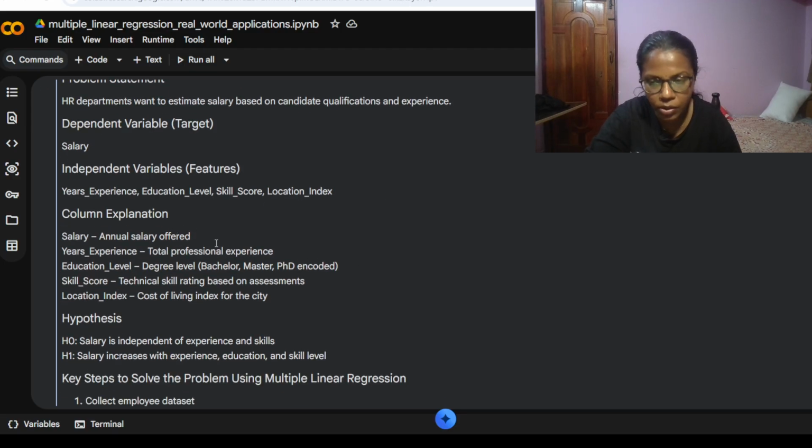Now let's try to understand the columns clearly. Salary means annual salary offered. What is their CTC? Years of experience, their total professional experience. Educational level, what is their degree level? Whether it is a bachelor's degree, master's degree, or a PhD.